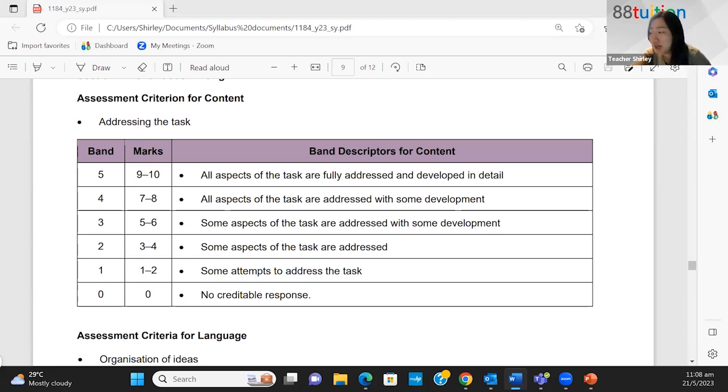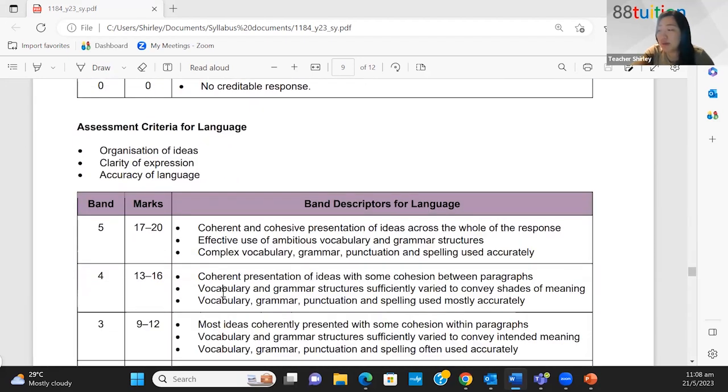Yeah. So if you want to achieve high band, you need to push yourself a little bit more. Make sure that all the aspects are addressed. Okay. Now, in terms of language, basically it holds more marks. It's 20 out of the 30 marks in total, right? So you might think that how you organize your ideas, like thesis statement, topic sentences, all this falls under content, but actually they're not.